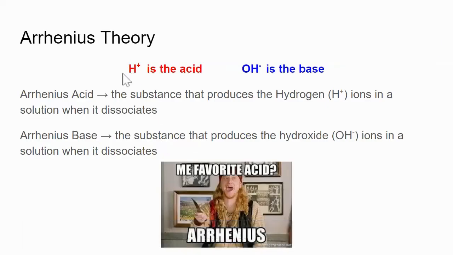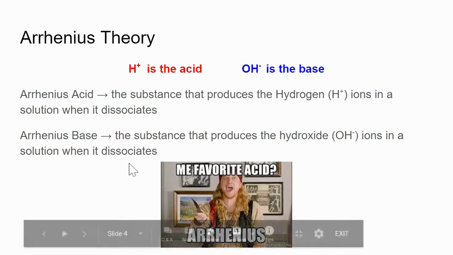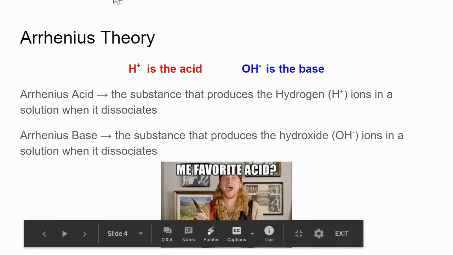Anything that has an H plus is classified as an acid. Anything that has a hydroxide is classified as a base. And so when Arrhenius acids dissociate, which that word just essentially means to dissolve in solution, if the substance produces H plus as part of that solution, it is considered an acid. If it produces hydroxide as part of that solution, it is considered a base.